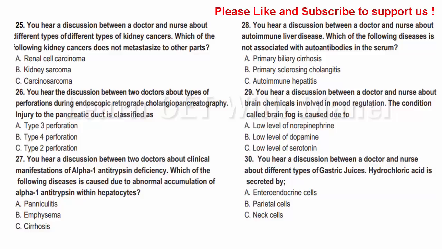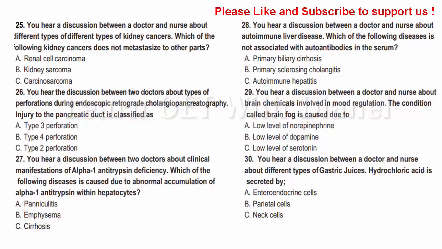Doctor, can you explain the types of perforations during endoscopic retrograde cholangiopancreatography? Well, although perforation is an unusual complication of endoscopic retrograde cholangiopancreatography, the diseases of the duodenum and common bile duct can increase the risk of perforation during endoscopic retrograde cholangiopancreatography. There are four types of perforations during endoscopic retrograde cholangiopancreatography based on etiology and site of perforation.